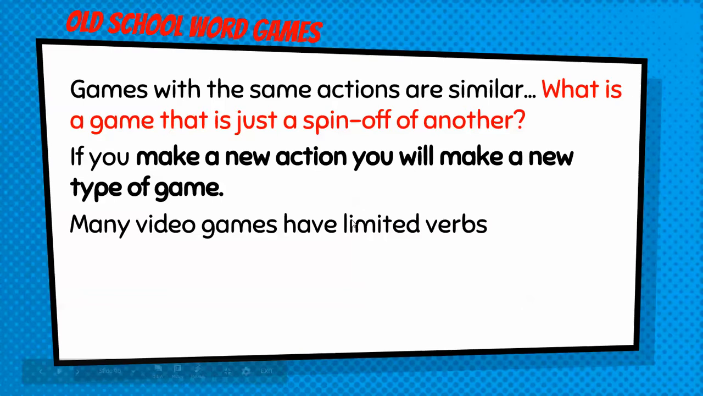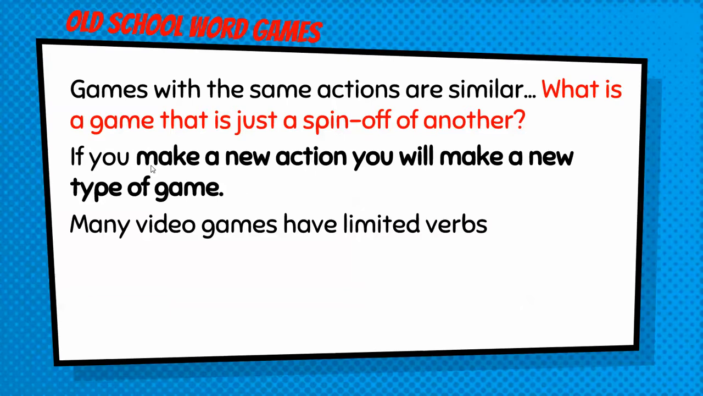All right, now check this out. New games have few actions. For example, if you're playing a platform jumper like Mario, you can jump and shoot and wall climb, but there's not a whole lot of things that you can do. Not always, but oftentimes it's a trend with video games that there are very few verbs.